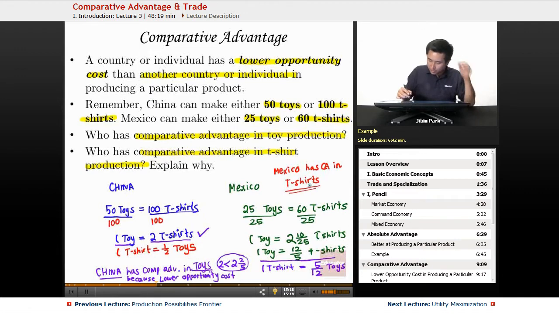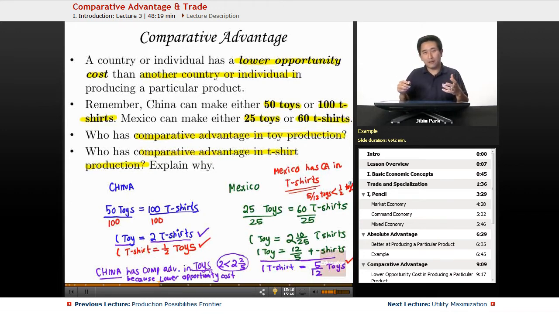Okay, why? Because if you take a look at this, 5 over 12 is going to be less than 1/2 here. So 5 over 12 toys is less than 1.5 toys here. So again, comparative advantage is who's giving up less, whether it's in an athletic contest or a production contest. Whoever's giving up less has comparative advantage, and that really determines why people do what they do.